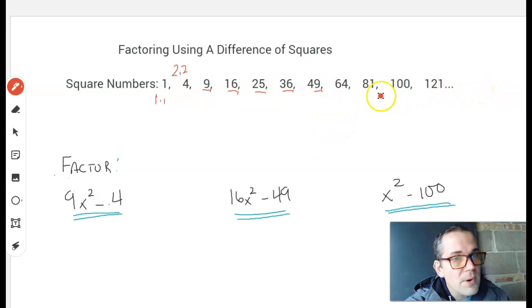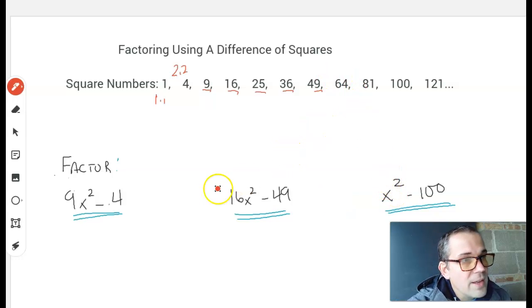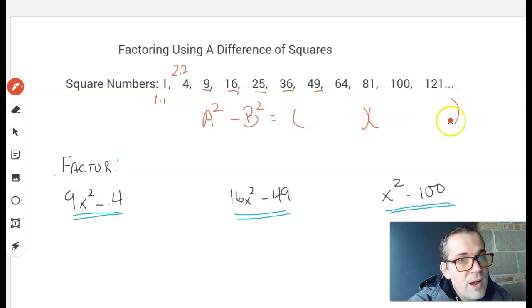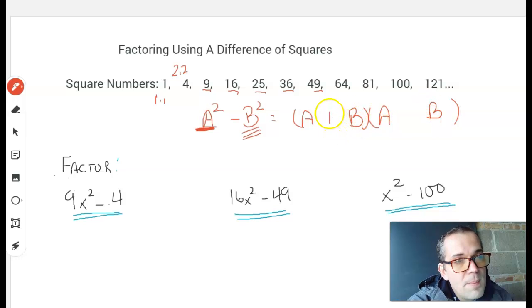These square numbers are all over these problems. And there's this trick that says, if you have something that's been squared and you subtract something else that's been squared, you can factor it by figuring out what you squared to get this. That would go here and here. And what you squared to get this. That would go here and here. And one will be plussed and one will be minused.